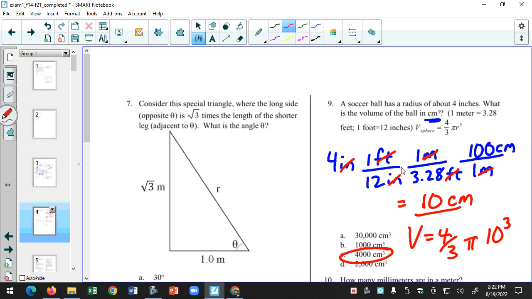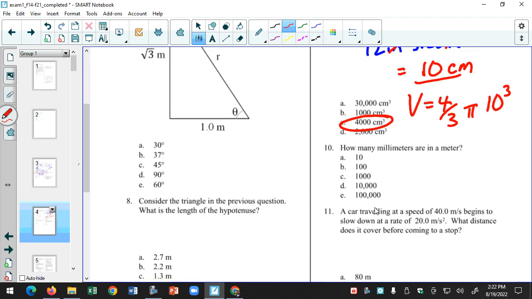You'll have questions like that where you have to do conversions. Another way that you could have done this is that you could have just kept it in inches and calculated the volume and then converted that from cubic inches to cubic centimeters. But this is probably the easier way to do this. How many millimeters are in a meter? How many millimeters are there in a meter? 1,000. There are 1,000, right.